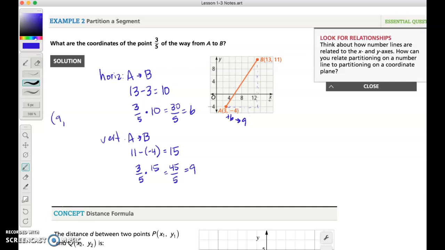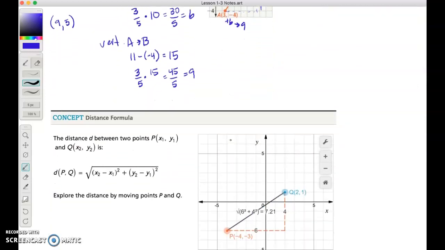So now I need to move up 9 units from -4. So -4 plus 9 would give me a y coordinate of 5. So it looks like 9 comma 5 is about 3/5 of the way. So let's just check that. Where would 9 comma 5 put me? It looks like on this graph each block is worth 2. So from 8 I need to go half a block to get to 9. And then here's 4, another half a block would put me about there. And yeah, that seems to make sense. It's a little over halfway from A to B. Now the next concept that we're going to take a look at is called the distance formula.